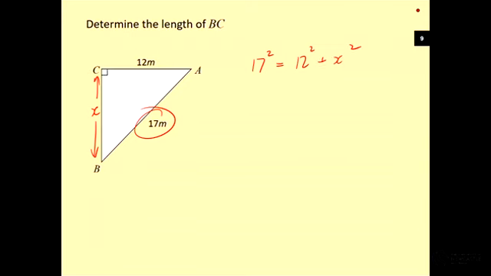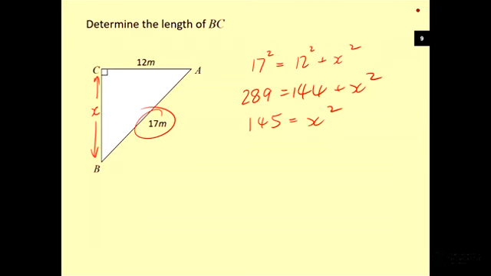389? How's the memory? 289. Terrible. 289 equals 144 plus x squared. If I take that away, I've got 145 equals x squared. You can see that one's 289 minus my 12 squared. That's not going to be pretty.